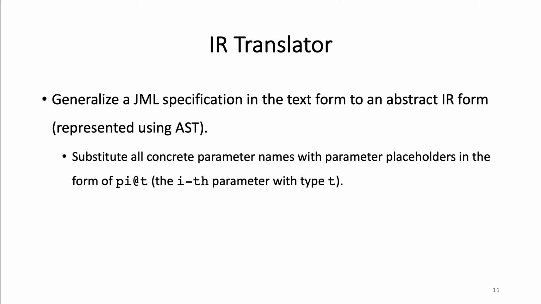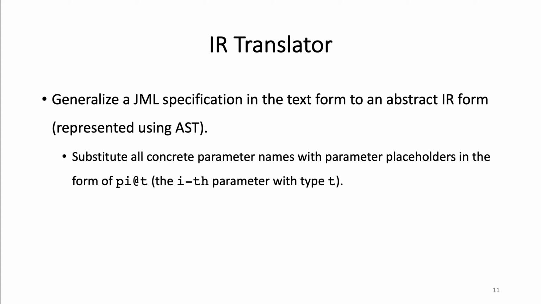Next, we will use the IR Translator to generalize a JML specification in the text form to an abstract IR form, which is represented using AST. It works by substituting the concrete parameter names with placeholders in the form of p_i and t, which means the ith parameter with data type t.